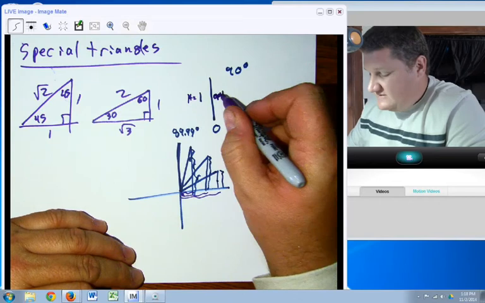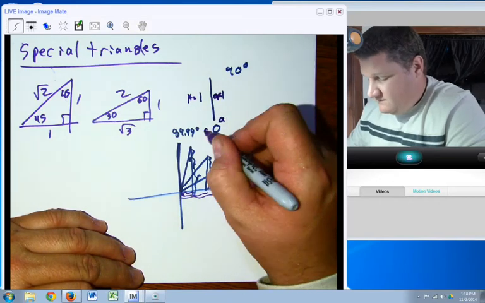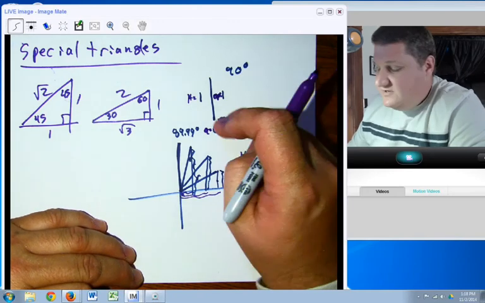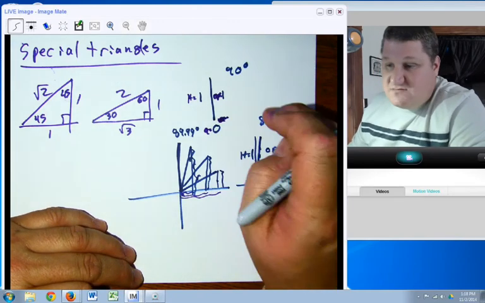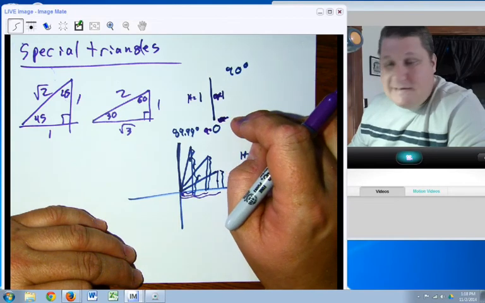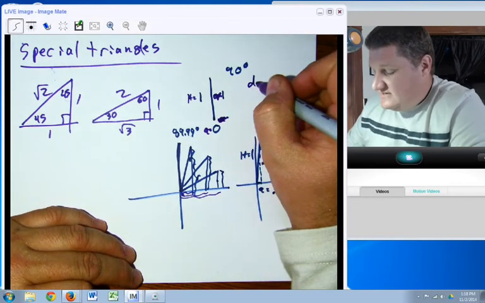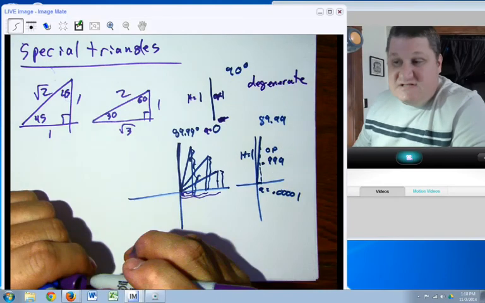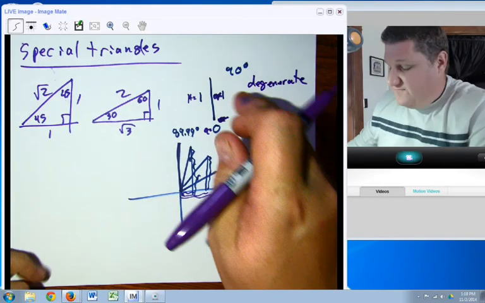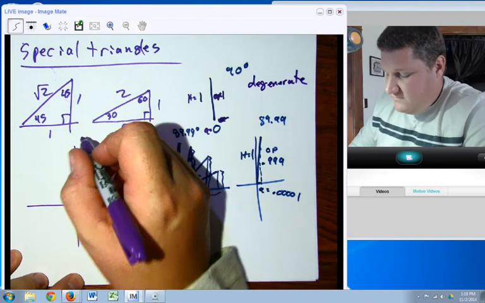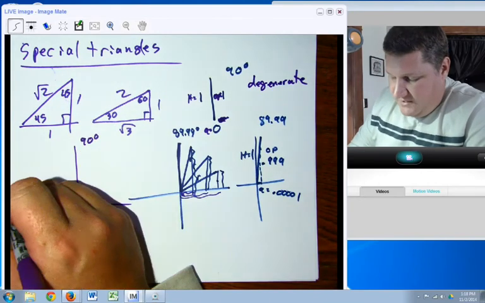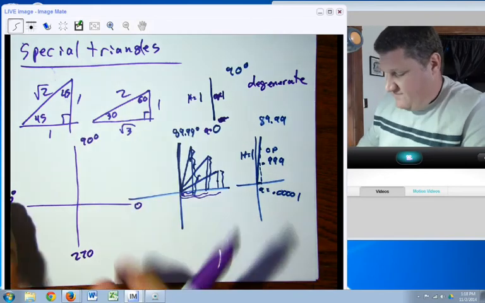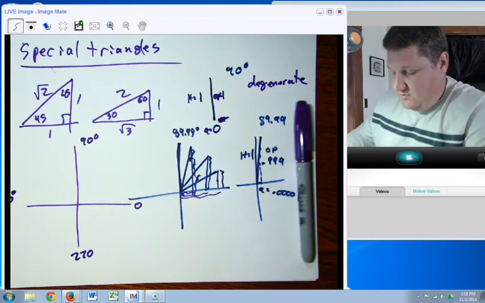The adjacent side, on the other hand, is actually going to disappear, so it's no longer a triangle. But not only does it go from 3 sides to 2 sides, it goes from 3 sides to 1 side, 1 line. And so it becomes a degenerate triangle. But the degenerate triangles allow us to fill in the blanks at 90, at 180, at 0, and at 270.